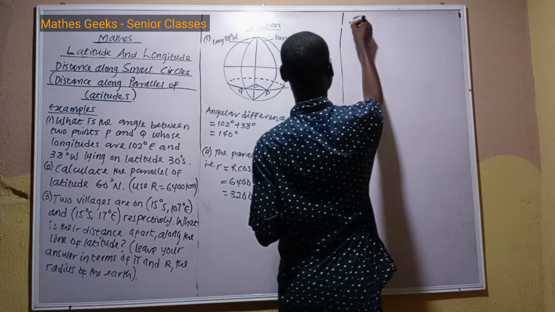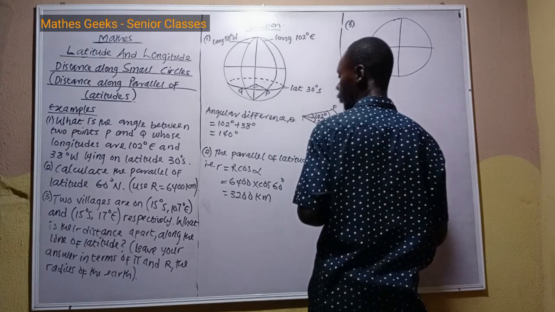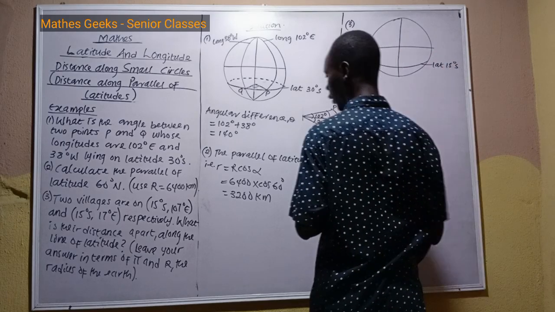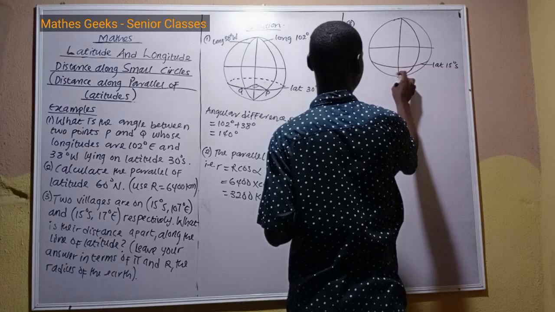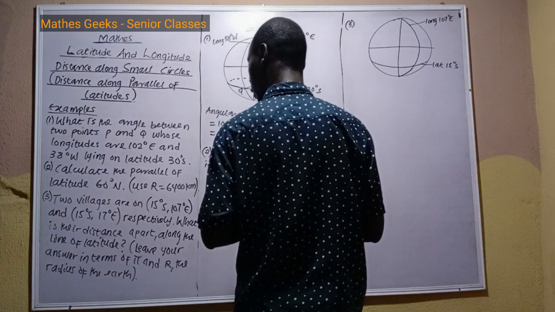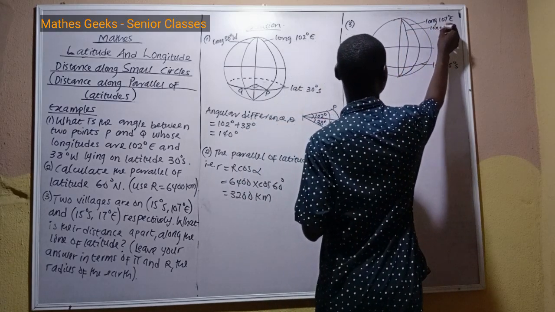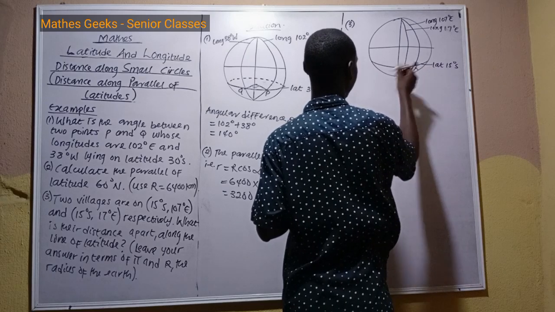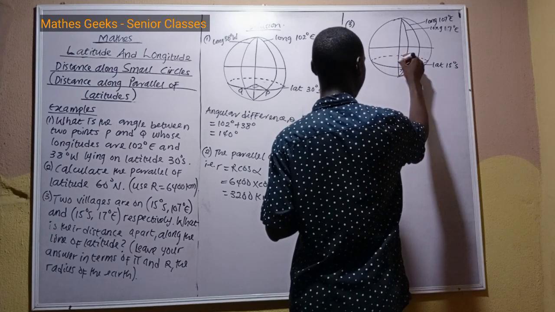Number 3. The 2 villages are on 15 degrees south. So it's latitude 15 degrees south, longitude 107 degrees east, and 15 degrees south, longitude 17 degrees east. So let's say this is X and this is Y, and the center of this small circle is this. So that's what we have.